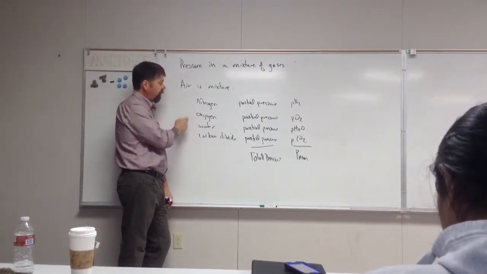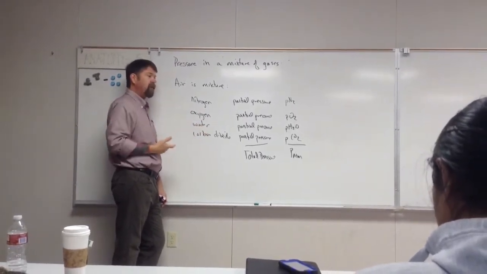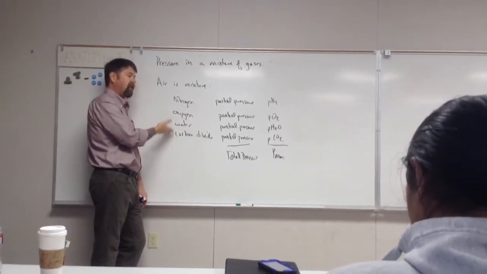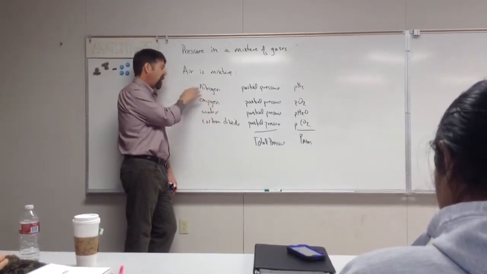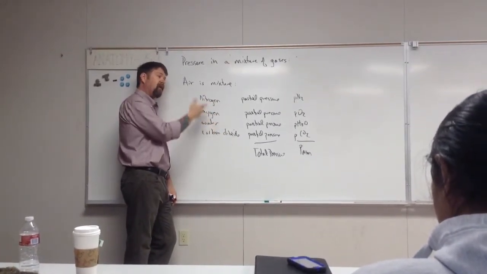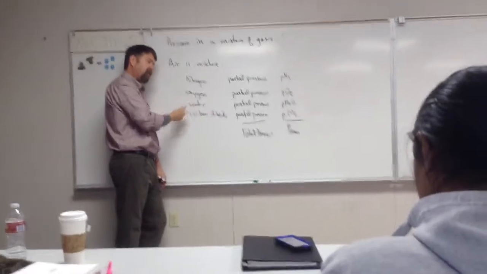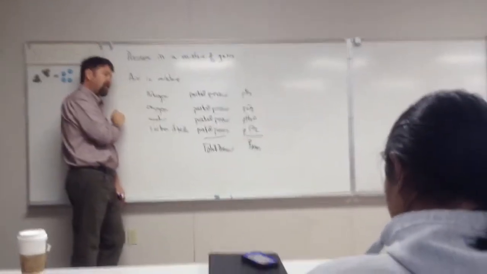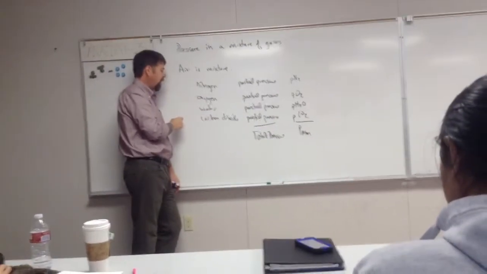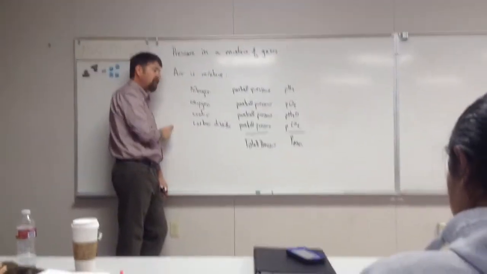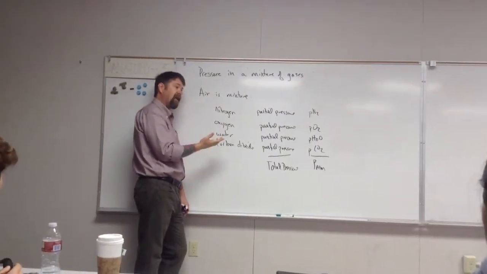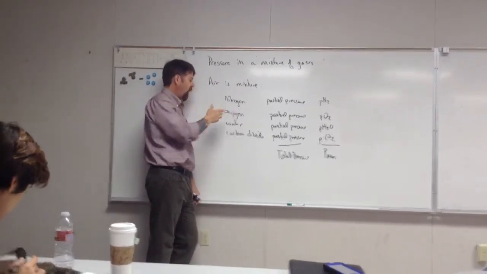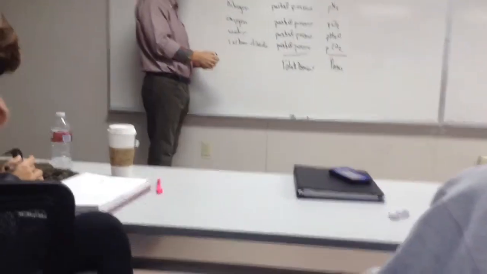Okay. If the total pressure was 100 millimeters of mercury, and if there was the same amount of each one of these gases in here, 25%, 25%, 25%, the partial pressure of each one would be the same, right? 25 millimeters of mercury here, 25 here, and whatever. If, however, we were 75% nitrogen, 20% oxygen, 3% water, and 2% carbon dioxide, now it changes, right? The partial pressure of nitrogen is now a lot more than the partial pressure of oxygen. So it's relative to how much there is.